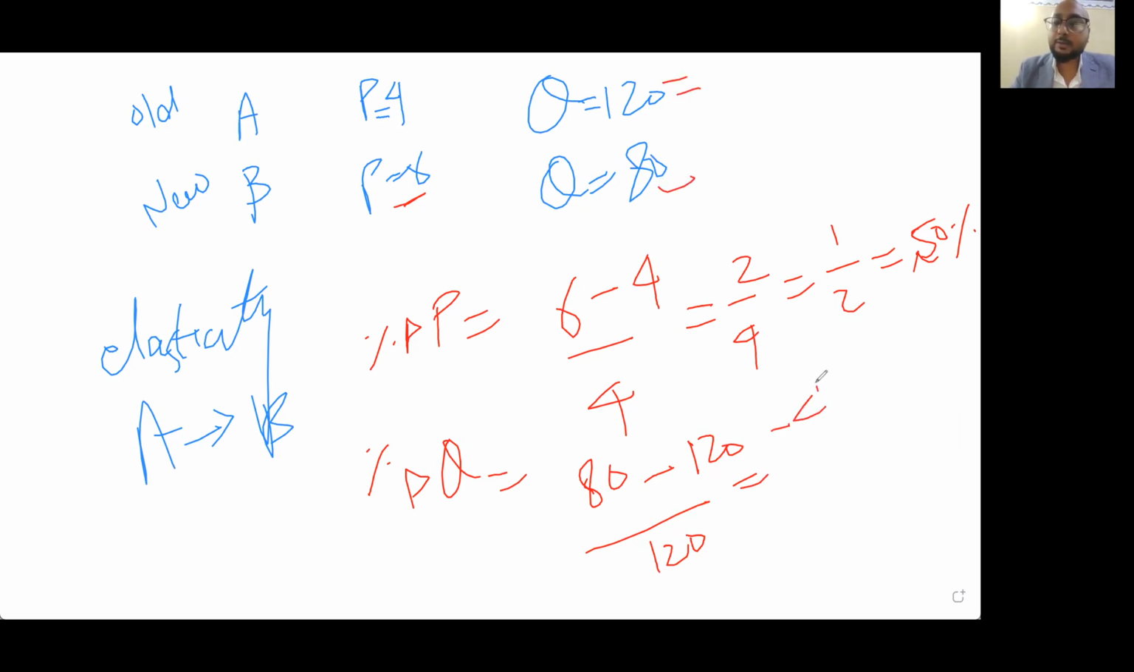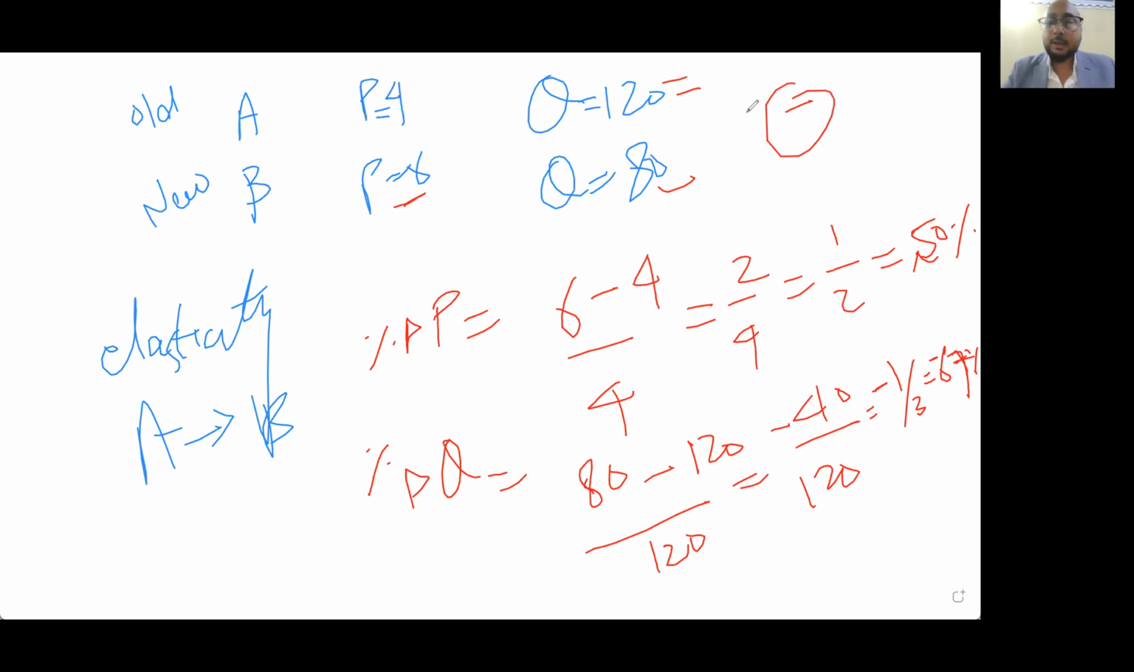So we have minus 40 divided by 120. The answer is going to be minus 1 by 3, which is close to 67%. So I'm ignoring the minus. Why? Because minus is the relationship between price and quantity. Since we are talking about price elasticity of demand, it will always be negative. So whether you write negative or positive doesn't make any difference, because negative just shows the relationship between price and quantity.